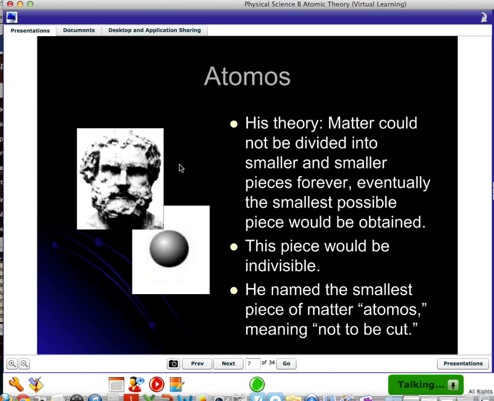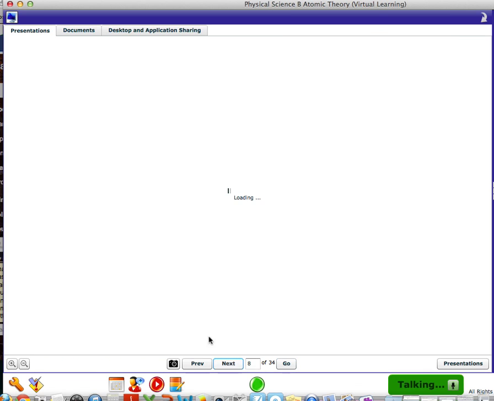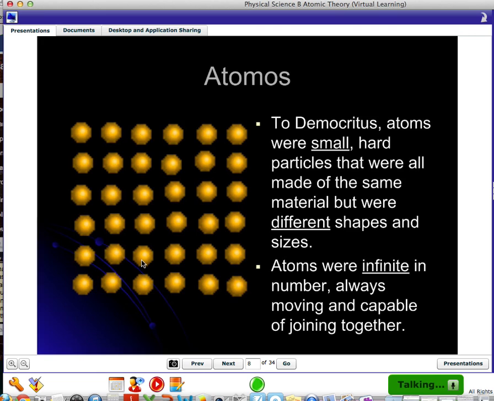His theory is that matter cannot be divided into smaller and smaller pieces, but eventually the smallest piece would be obtained. He thought this piece would be invisible, and he named it atomos, which means it cannot be cut. So that's where the name atom comes from. These were very small particles made of the same material, with different shapes and sizes. There was an infinite number, always moving and joining together. So this was the first idea of the atom.